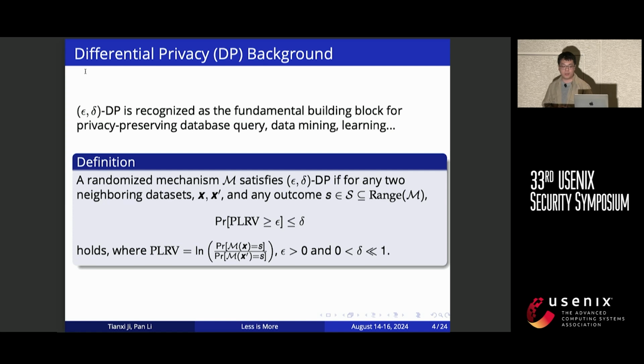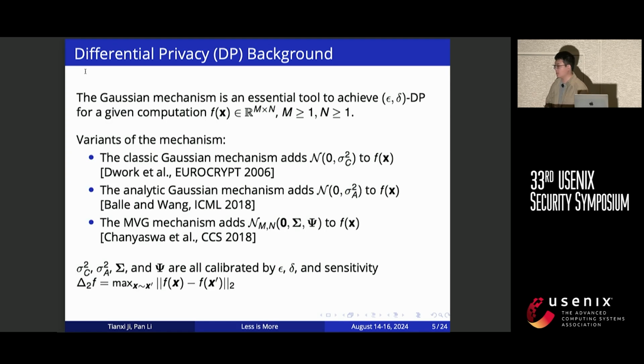Epsilon-delta DP is nowadays the fundamental building block for many privacy-preserving tasks like database query, data mining, and machine learning or AI. Here is the definition. We say a mechanism M satisfies epsilon-delta DP if for any neighboring data sets, the probability of the privacy loss random variable being larger than epsilon is smaller than delta. The privacy loss random variable is defined as the log of the ratio of the probabilities. And the Gaussian mechanism is an essential tool to achieve epsilon-delta DP given a computation of arbitrary dimension.